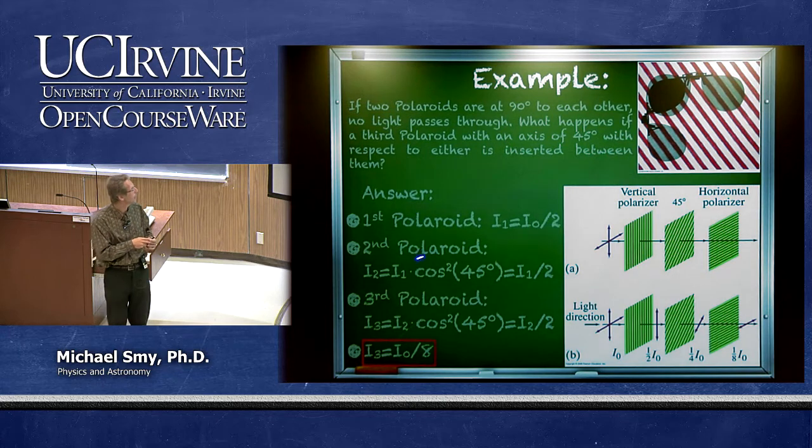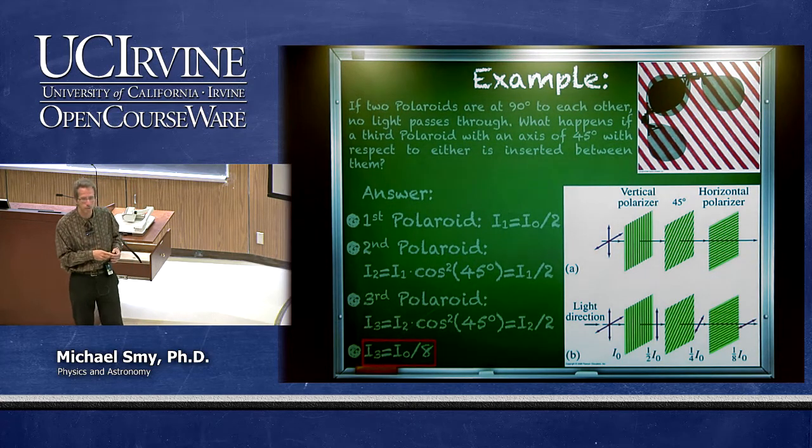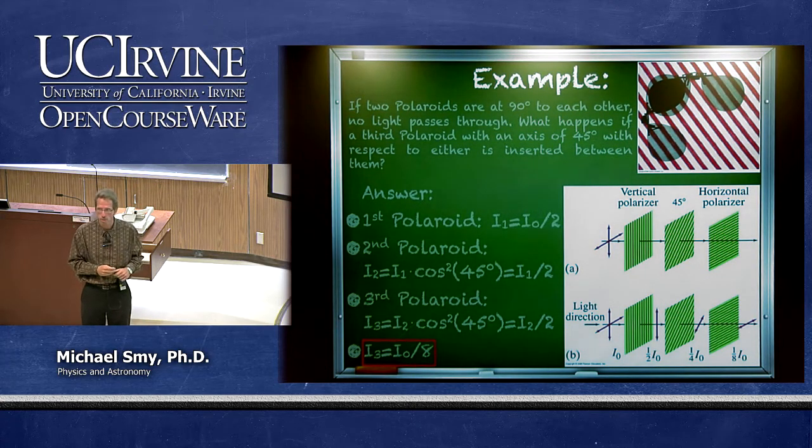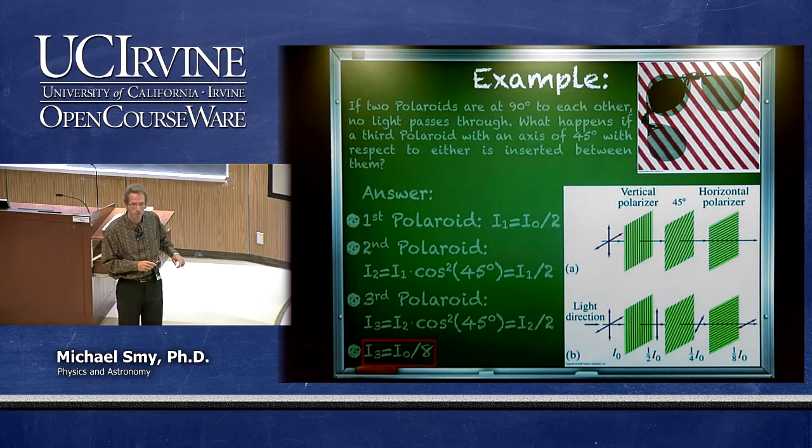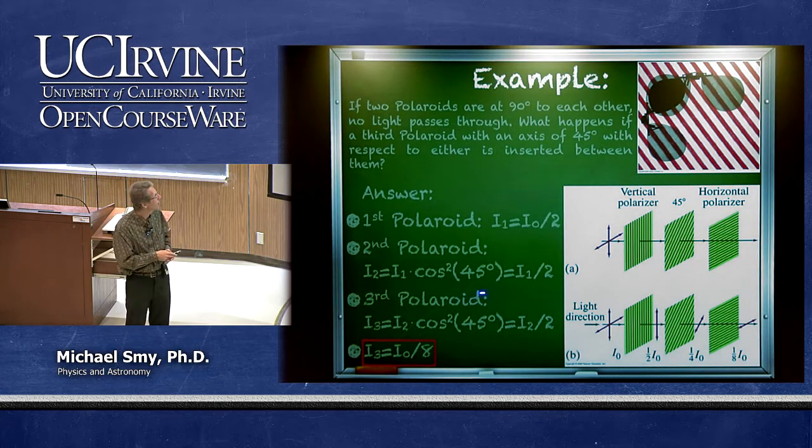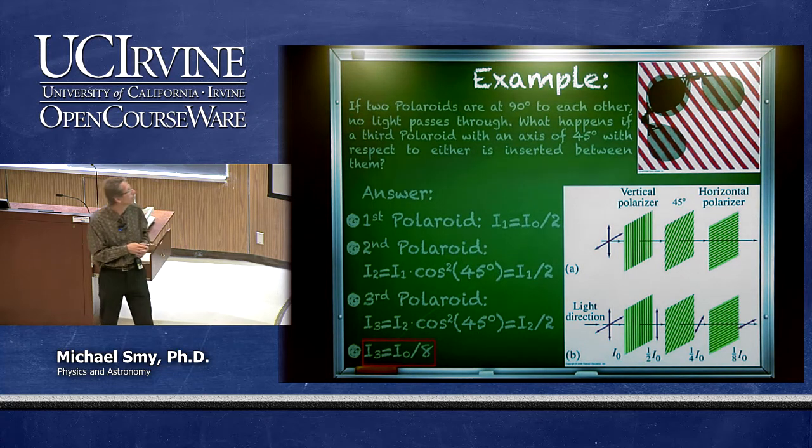So that gives us an intensity that is the intensity after the first polarizer times the cosine square of 45 degrees. And the cosine of 45 degrees is 1 over square root 2. So the cosine square of 45 degrees is 1 over 2. So we lose half the intensity that we had before that second Polaroid.